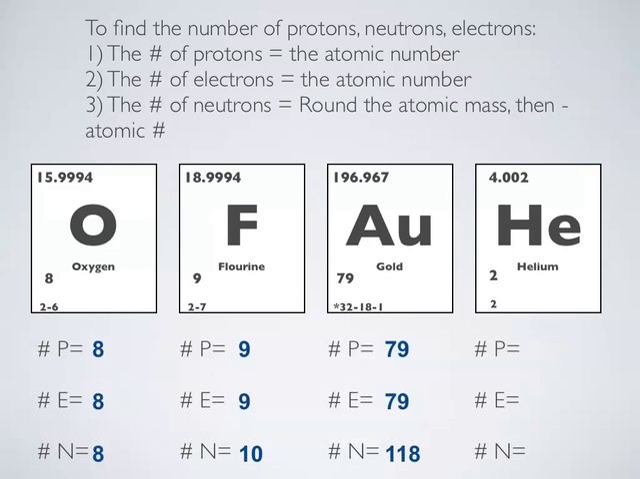How about helium? Number of protons, Donovan. 2. Electrons. Caitlin. 2. Neutrons, 2.